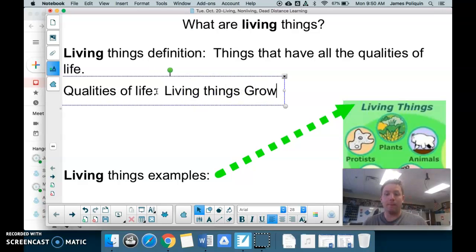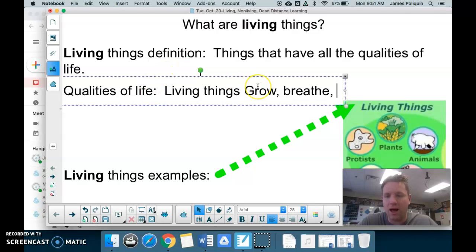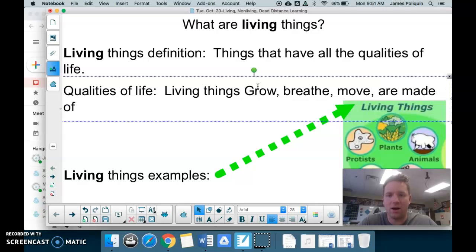grow so they can get bigger. We started off as babies, but then we've grown into young men and women, and you're going to continue to grow. Living things grow. Living things breathe in one way or another. Living things move. Living things are made of cells. And if you're not sure what cells are, that's okay. We'll learn more about cells throughout this year. But all living things are made of cells. They respond to stimuli and their surroundings.